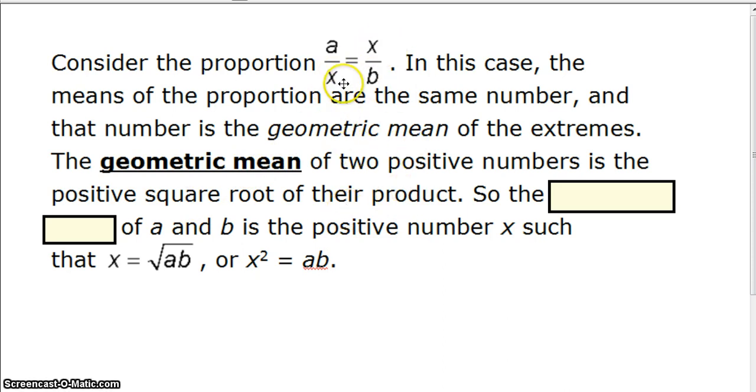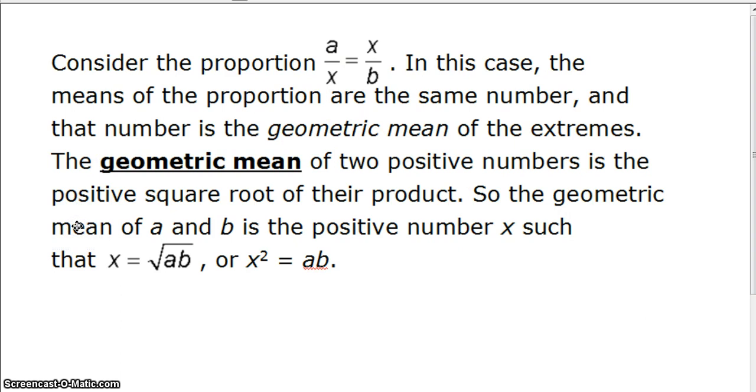So if we were to simplify this, I could multiply both sides by x, bringing x up here, right? And multiply both sides by b, which brings b up here. So cross products, right? Bring the x up, bring the b up. And x times x gives us x squared, right? And x squared equals ab. You can see that. So the geometric mean of a and b is the positive number x.